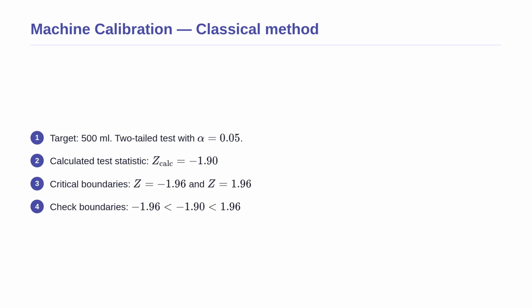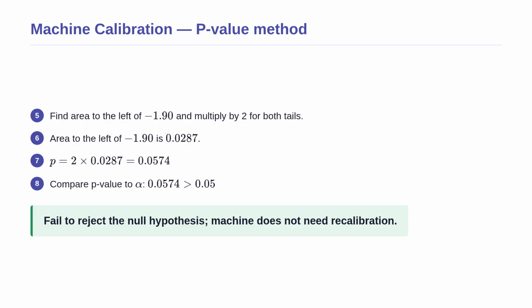Now we apply the p-value method to the same machine calibration test. For a two-tailed test, the p-value is the probability of being that extreme in either direction. So we find the area to the left of negative 1.90, which is 0.0287, and multiply it by 2 to account for both tails. This gives a final p-value of 0.0574. We compare this to our significance level of 0.05. Because it is greater, the probability is not low enough to be a statistically significant anomaly. We fail to reject the null hypothesis, meaning the machine does not need recalibration.